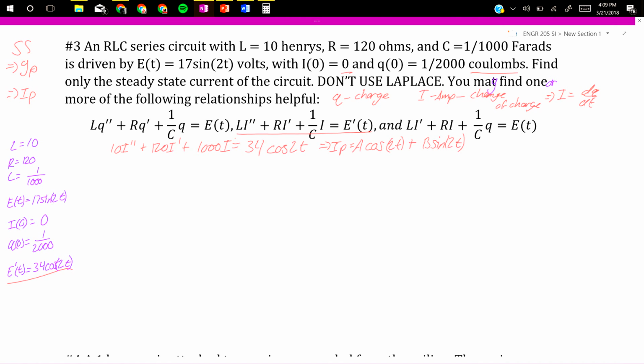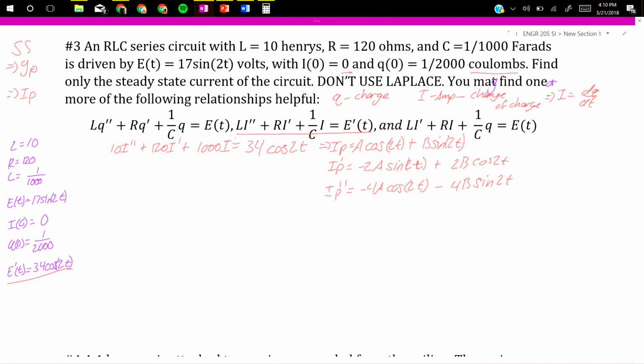So then we need to solve for I sub p prime, which equals negative 2a sine 2t plus 2b cosine 2t. I double prime equals negative 4a cosine 2t, and the other term is 4b sine 2t, and that's negative, so minus. Now we're going to plug this back into the original equation we have.